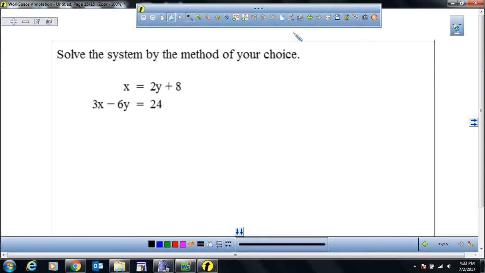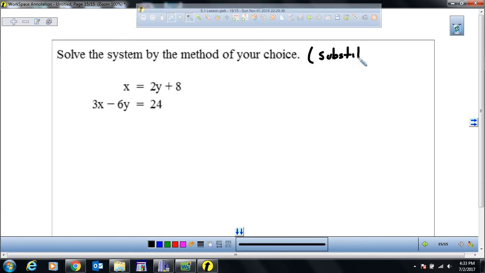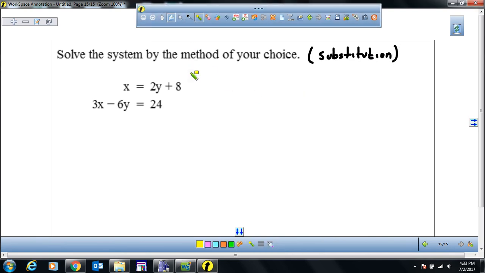So for the method of your choice, in this case, I would choose to use substitution for one specific reason. And my reason for using substitution is that, again, that doesn't mean that you cannot use addition, but I'm just saying that substitution for me would be my best choice because, as you can see, the first equation is already solved for x.